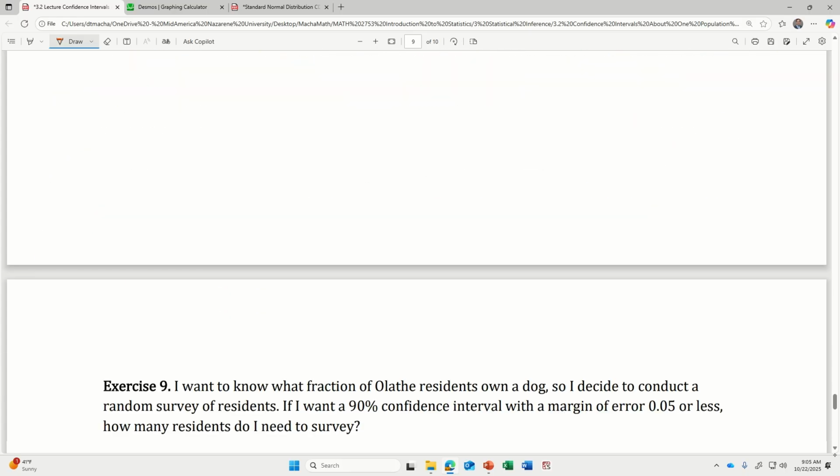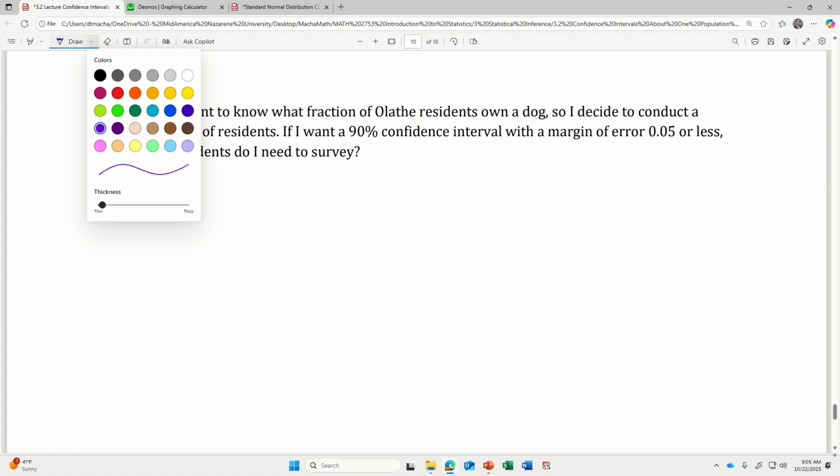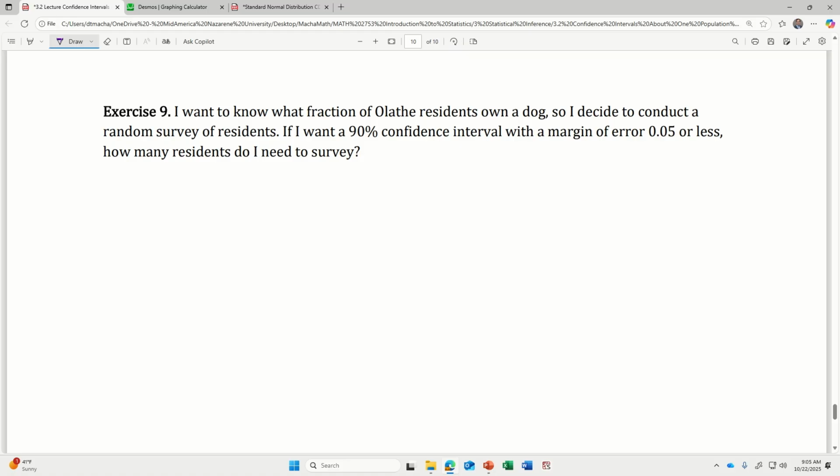Okay, so exercise 9 on the homework says something like, I want to know what fraction of Olathe residents own a dog, so I decide to conduct a random survey of residents. If I want a 90% confidence interval with a margin of 0.05 or less, how many residents do I need to survey?